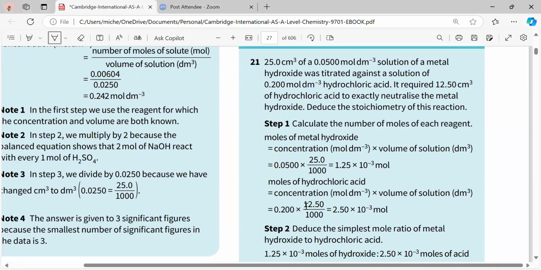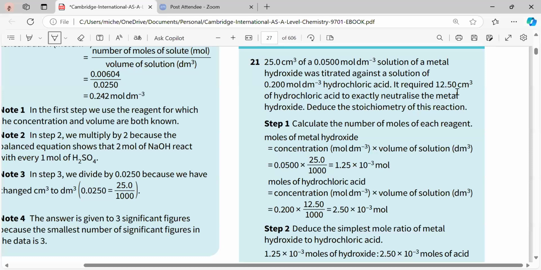So for hydrochloric acid, we have it right here. Okay, so it's actually stated the volume here. I thought it's not stated. I didn't quite read the question thoroughly. So we have 0.200. This is the concentration. I would not need to do anything with it again.